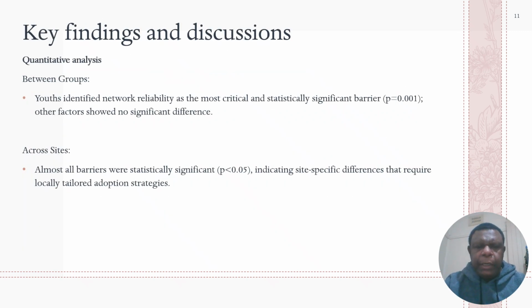In summary, between groups, youths identified network reliability as the most critical and statistically significant barrier. The p-value is there. Other factors show no significant difference. Across the sites, almost all barriers are statistically significant, indicating that site-specific differences exist and require locally tailored adoption strategies. These are the key main findings.